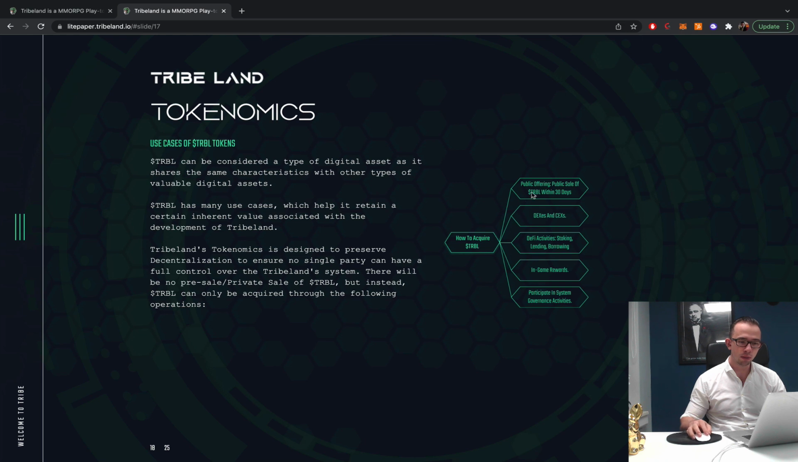How to acquire it: public offering, DEX, staking, lending, borrowing, in-game rewards, participation.